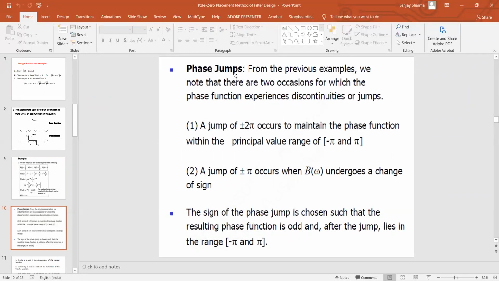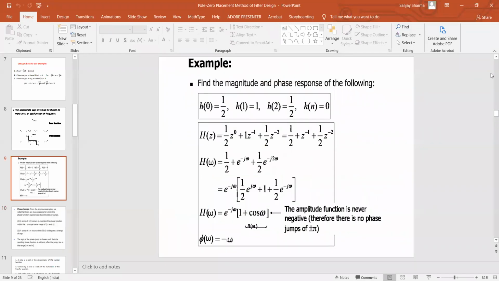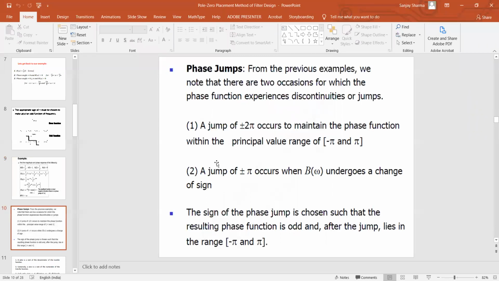Now, how to make the phase jumps? From the previous examples, we have already discussed these examples. These are just to calculate the magnitude response and phase response. So the phase response you will get as minus omega. What you will do is take some impulse response, take its Z transform, take its Fourier transform, and you will get its frequency response. From the frequency response, you will get the phase response. So these questions we have already solved. But how to make the phase adjustments?